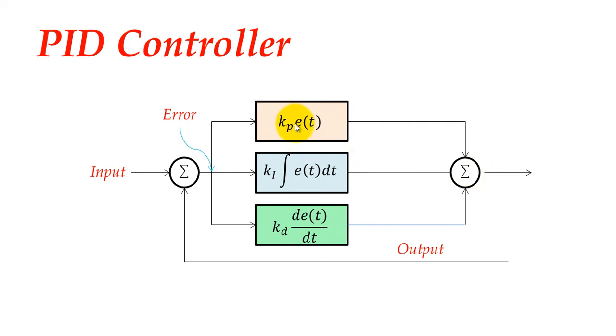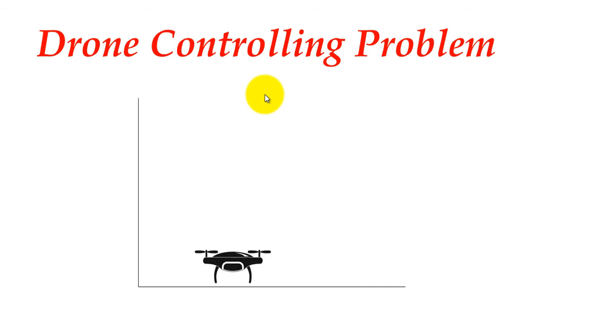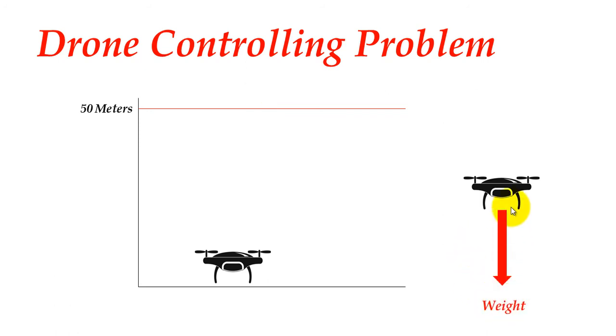I don't want to talk in detail about the mathematical foundation of the PID controller, but the most important concept I want you to get from this lecture is to understand what is meant by the PID controller. So in order to explain this concept, we will look at a drone controlling problem. Imagine that we have a drone, and we want this drone to reach 50 meters above the ground. If we look at the drone, we will find that we have the weight of the drone, which pulls the drone down, and in order for the drone to fly or hover, we need to provide a force from here.